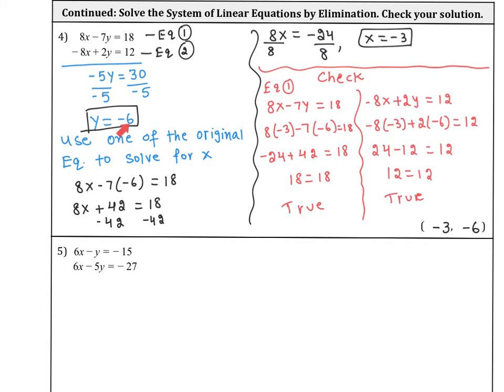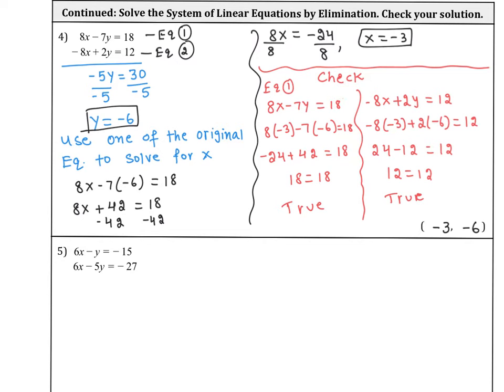You found one of the variables, and to find the other variable, you plug it into one of the original equations. So I'm going to use equation number 1. When I use y as negative 6, I get 8x plus 42 equals 18. Subtract 42 on both sides, you get 8x equals negative 24. Divide by 8 on both sides, x equals negative 3.